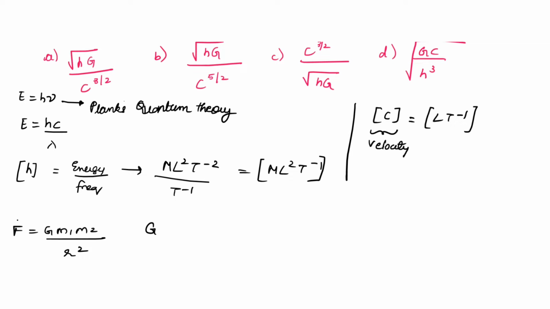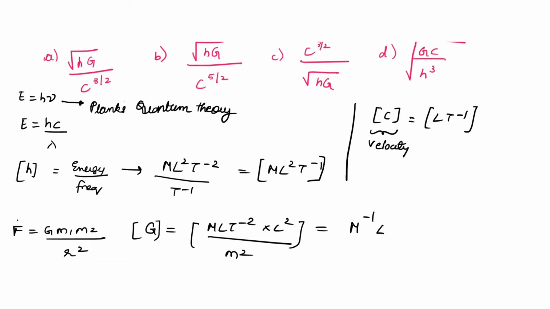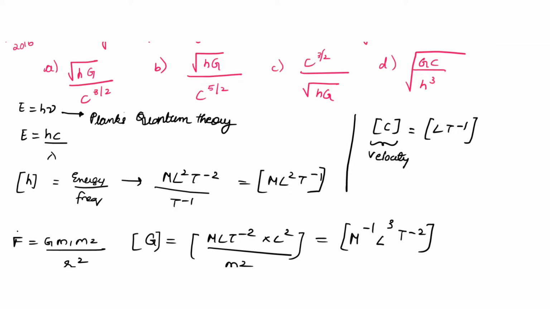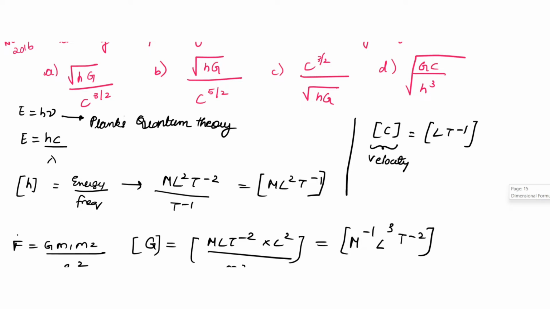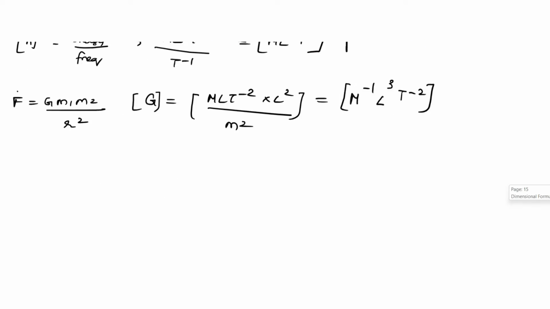From this simple formula we can find the dimensional formula of G as well. You can express this as F into r square by m1 m2. The dimensional formula of force is M L T power minus 2. The dimension of r square is length square, and m1 m2 is nothing but M square. On solving you will get M power minus 1 L cube T power minus 2 as the dimensional formula of G.